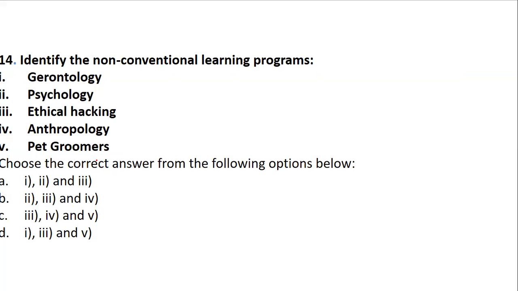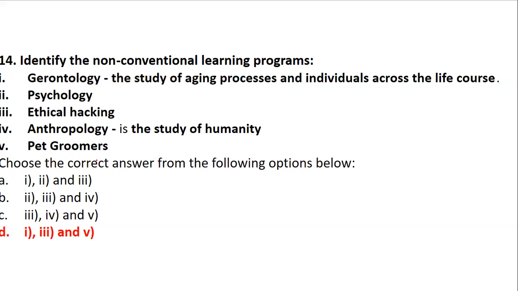Okay. So non-conventional is not traditional. You can say it is a modernized form of education. So gerontology, psychology, ethical hacking, anthropology, or pet groomers, which comes under this? Gerontology, that is the study of the aging process in individuals across the life course, you can go with non-conventional. Psychology, no, because it has to have understanding and observation, which has to be done in a traditional way.